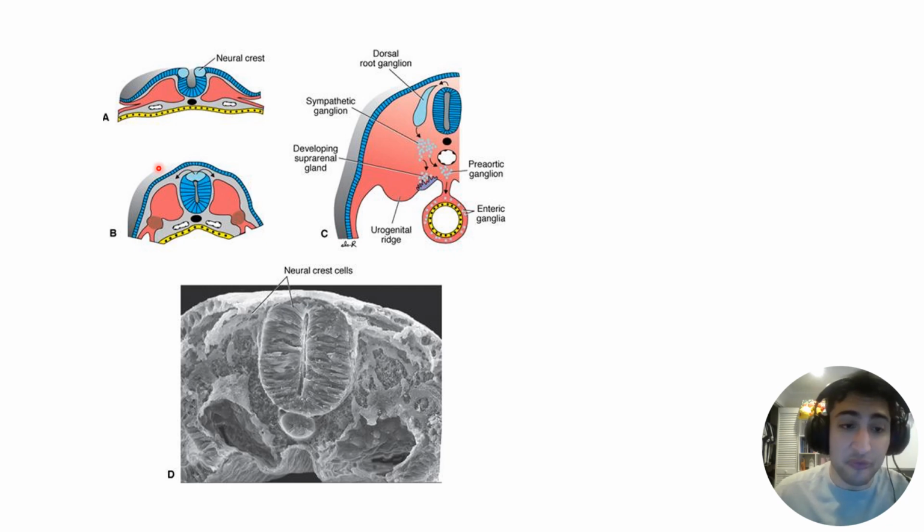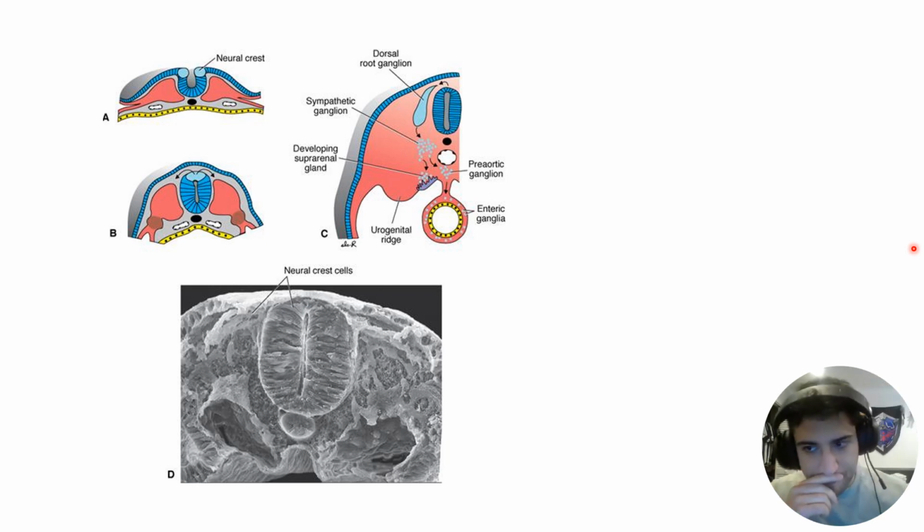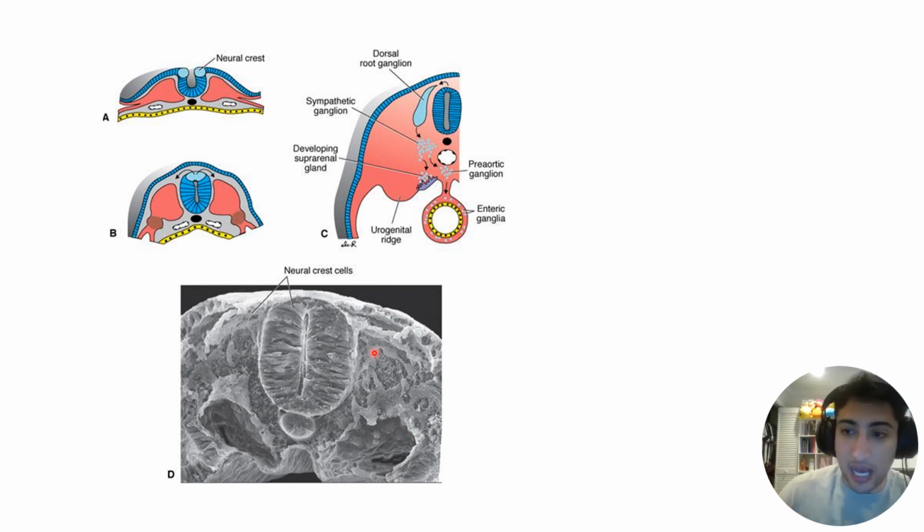Now, if they're going to go ventrally, they're going to contribute to the dorsal root ganglia. They're going to contribute to the para-aortic ganglia. They're going to contribute to the sympathetic ganglia, the adrenal medulla, the parasympathetic innervation of the enteric ganglia. What else? I'm blanking on it right now. And they're going to go through the ventral part of the somite.